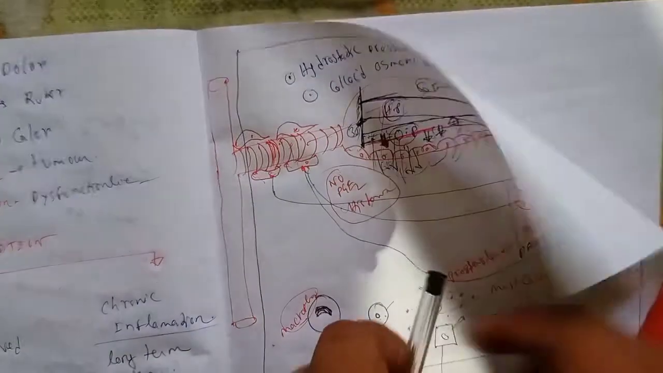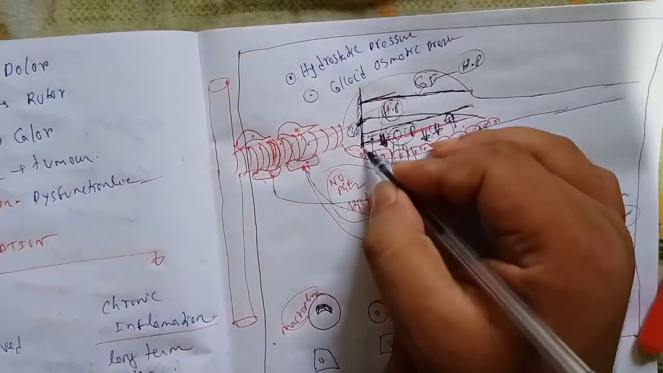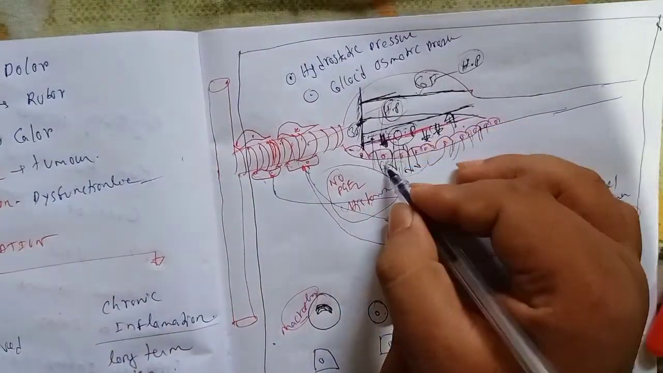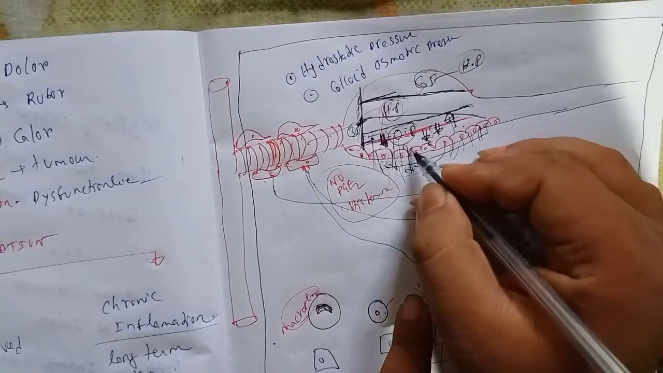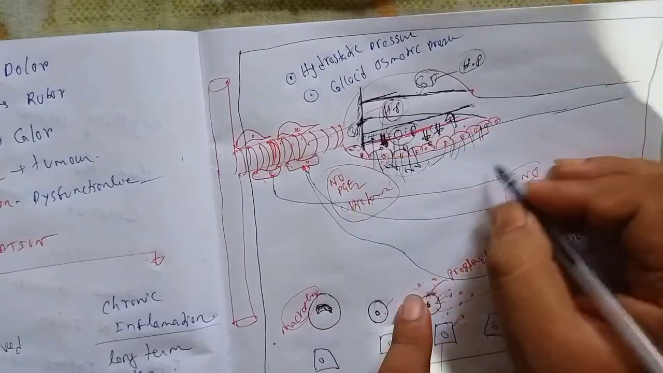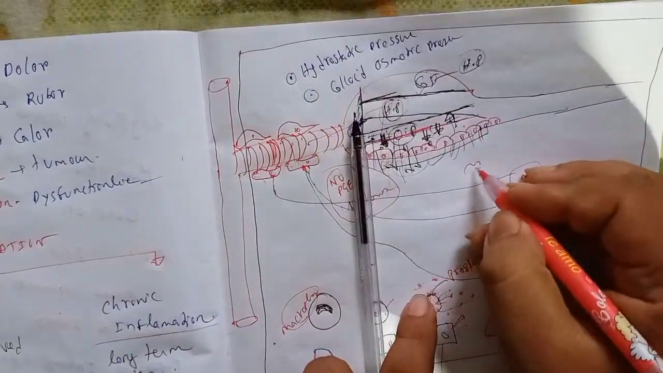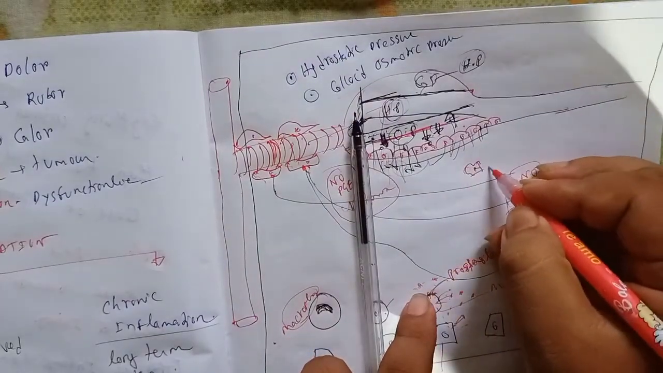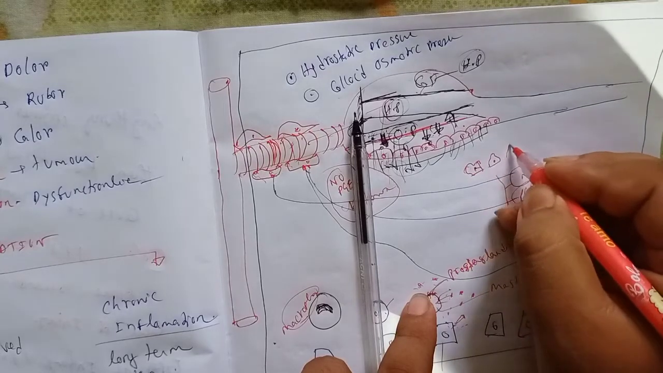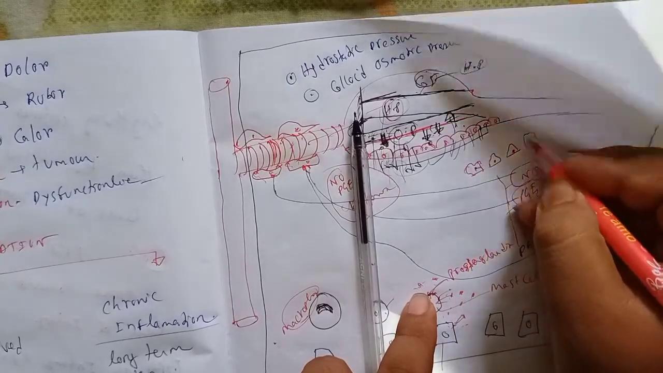Then one more thing you have to know: in the endothelial cells, there are receptors for histamine. By the action of histamine, there will be shrinkage in the endothelial cells. Suppose the endothelial cells look like this. There will be shrinkage within the endothelial cells in case of inflammation.